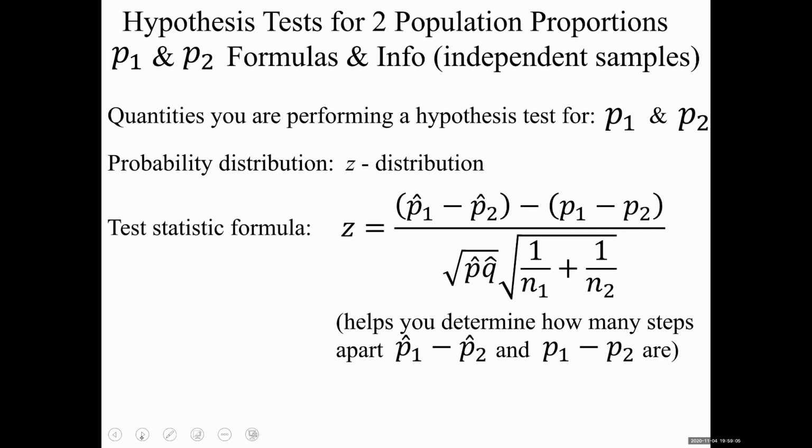That's what a test statistic formula pretty much always does. There's going to be two quantities that are being subtracted on top. We're trying to figure out if these things are close or not. And again, if they're close, we believe the king. If they're far, we're not going to believe the king. So this will tell me how many steps apart the top two things are.